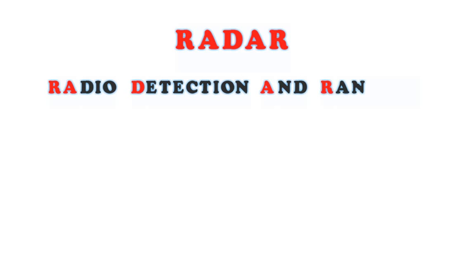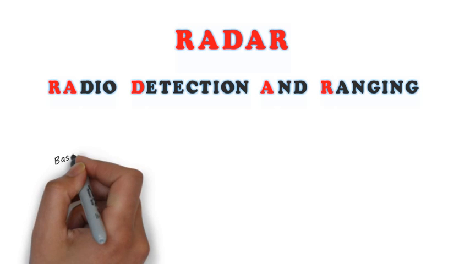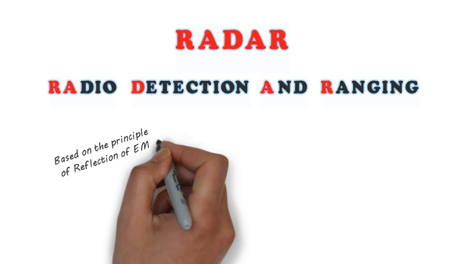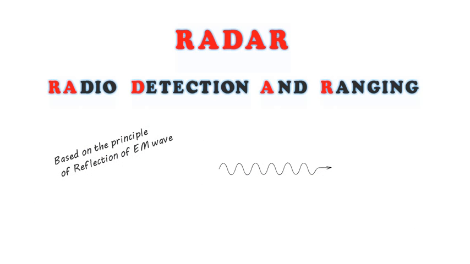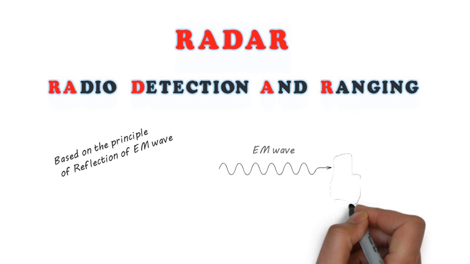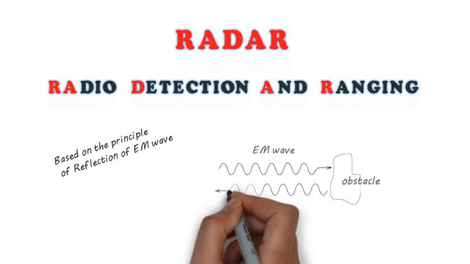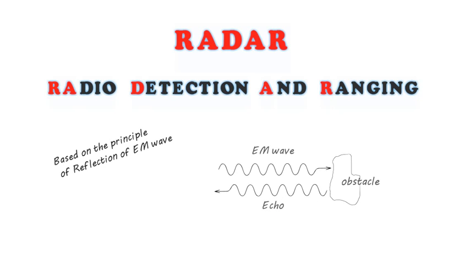Radar is an acronym used for radio detection and ranging. That means radar uses radio frequency waves to detect the position, distance, height or velocity of any obstacle called target. The working of a radar is based on the principle of reflection of electromagnetic waves. A pulse of electromagnetic wave is sent towards the target and the reflected signal, also known as echo, is detected, and the time interval between the transmission and reception is used to calculate the distance of target.